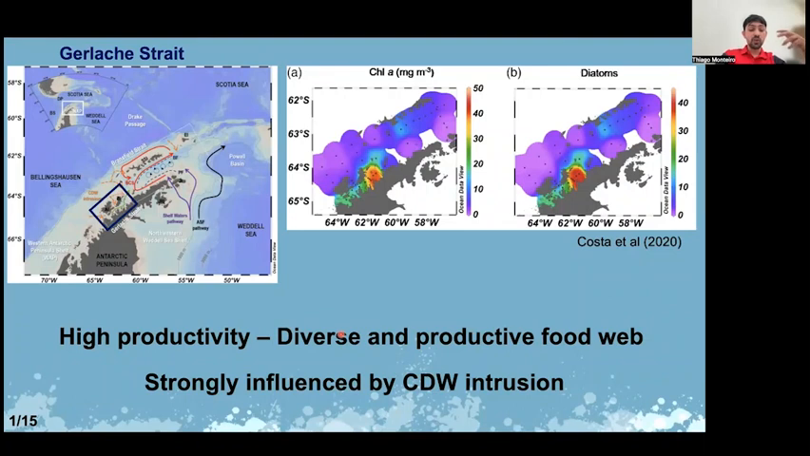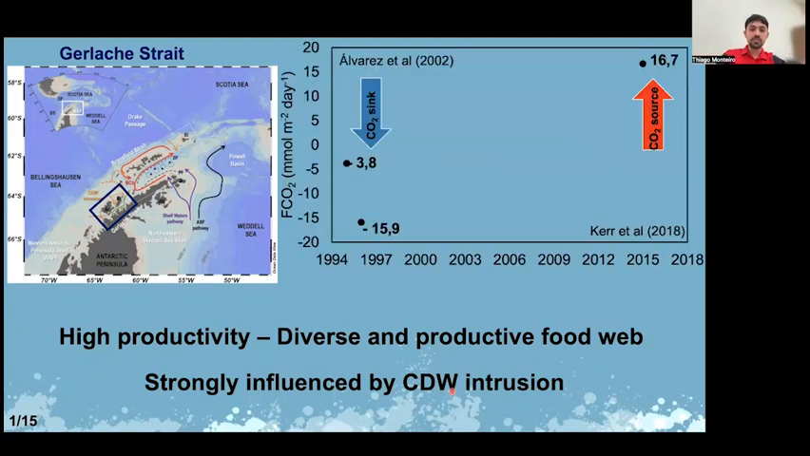And because of the shallow bathymetry, we have a lot of upwelling of the CDW to the sea surface. This is very important because the CDW is a warm water mass with high concentrations of remineralized carbon. And so the intrusions and upwelling of the CDW drive the increase of the pCO2, the partial pressure of the CO2. So all of these processes make the Gerlache Strait an important region to study the CO2 fluxes.